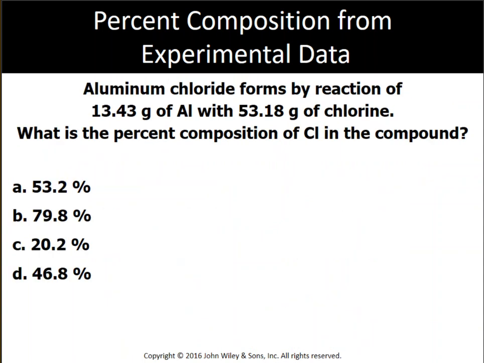Let's look at another example. Aluminum chloride forms by reaction of 13.43 grams of aluminum with 53.18 grams of chlorine. You want to know the percent composition of chlorine in this compound. So remember that percent composition of chlorine is the mass of chlorine divided by total mass, which is the mass of aluminum chloride, times 100.